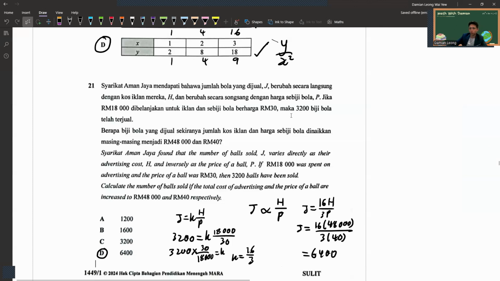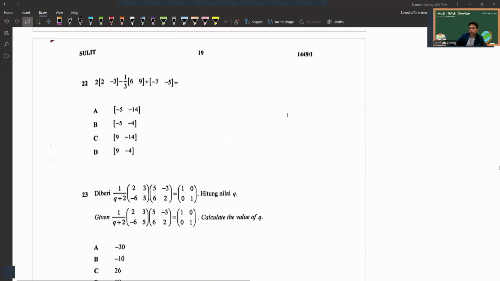Okay. Then question 22. So it's just a calculation on matrices. Scalar multiplication we have to do first. So multiply into the matrix. So 2 times 2, 4. Just multiply each element in the matrix.